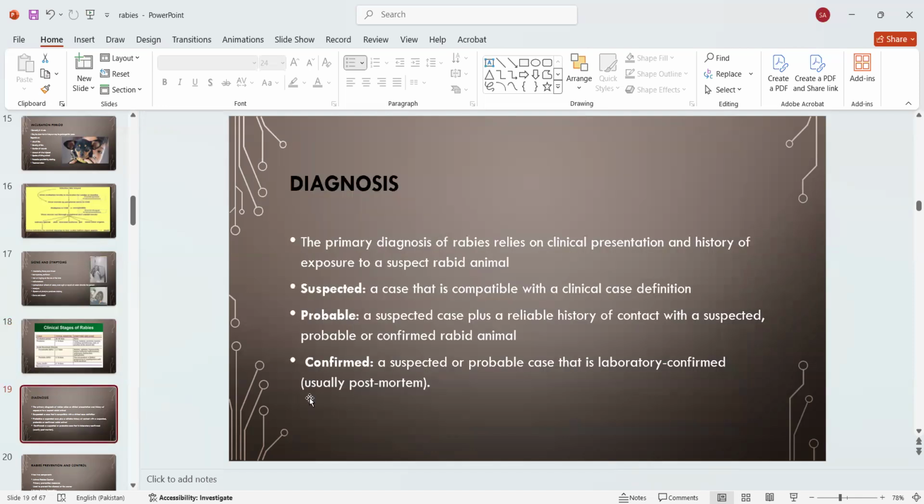Diagnosis. The primary diagnosis of rabies relies on clinical presentation and history of exposure to a suspect rabid animal. Now, what is a suspected case? A case that is compatible with the clinical case definition. A probable case is a suspected case plus a reliable history of contact with a suspected, probable or confirmed rabid animal. And a confirmed case is a suspected or probable case that is laboratory confirmed.